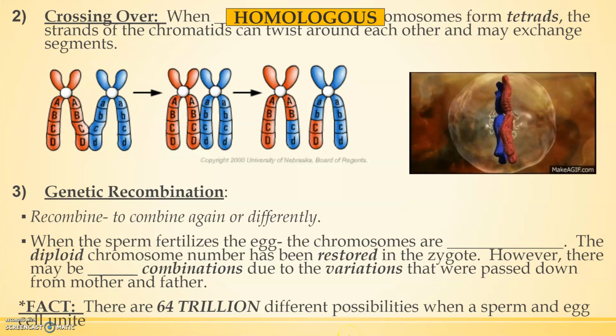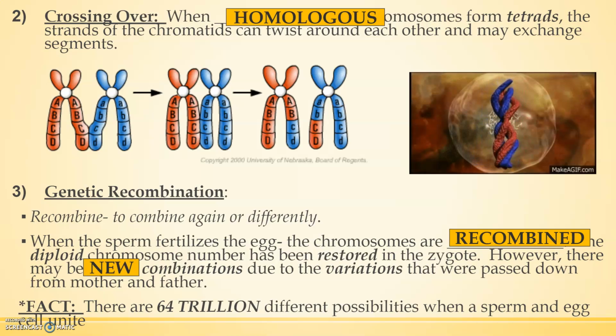Then we have crossing over, which is when homologous chromosomes form tetrads. The strands of the chromosomes can twist around each other and may exchange segments. Then we have genetic recombination, so recombine means to combine differently. So when a sperm fertilizes an egg, the chromosomes are recombined. The diploid chromosome number has been restored in the zygote. However, there may be new combinations due to the variations that were passed down from mother and father. So there's about 64 trillion different possibilities when a sperm and egg cell unite.